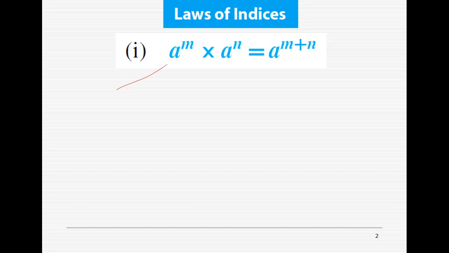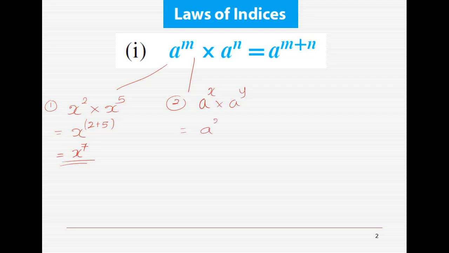So if I take an example, we can say x to the power 2 times x to the power 5, right? The first example. Then we can rewrite this as just a single x, and as the index we can take these two index values and add them together because the two bases are the same. So 2 plus 5, and what we get is x to the power 7. 2 plus 5 is 7, right? Another example, a to the power x times a to the power y will end up giving us a to the power x plus y.